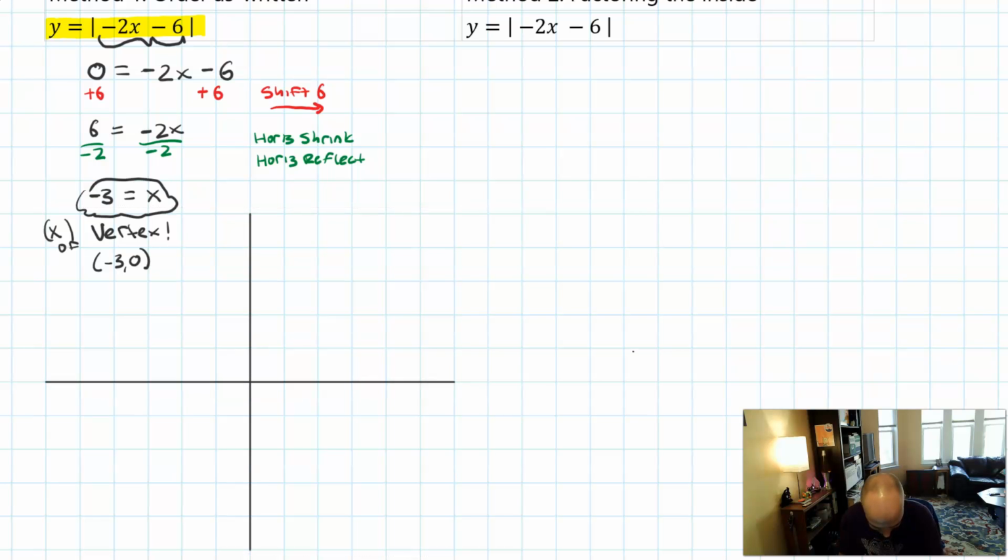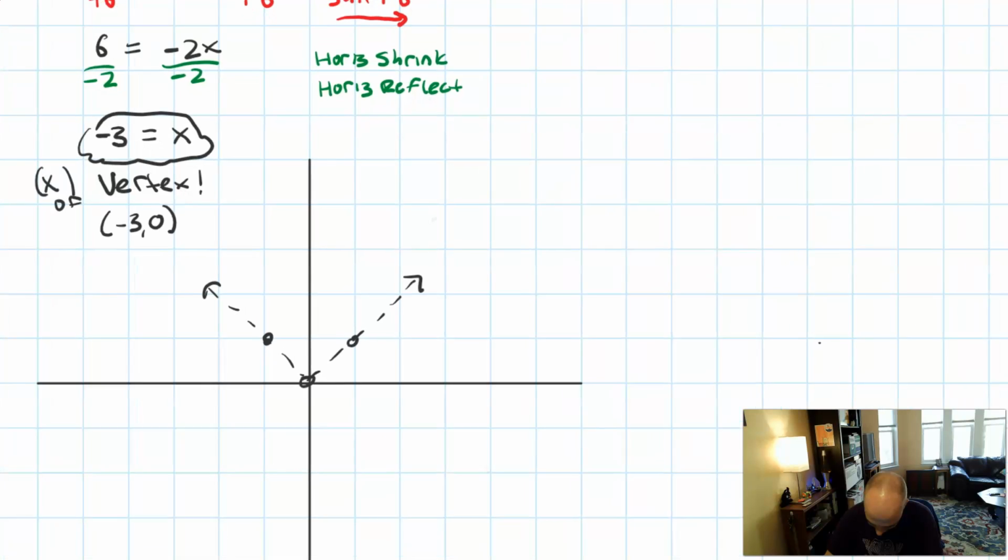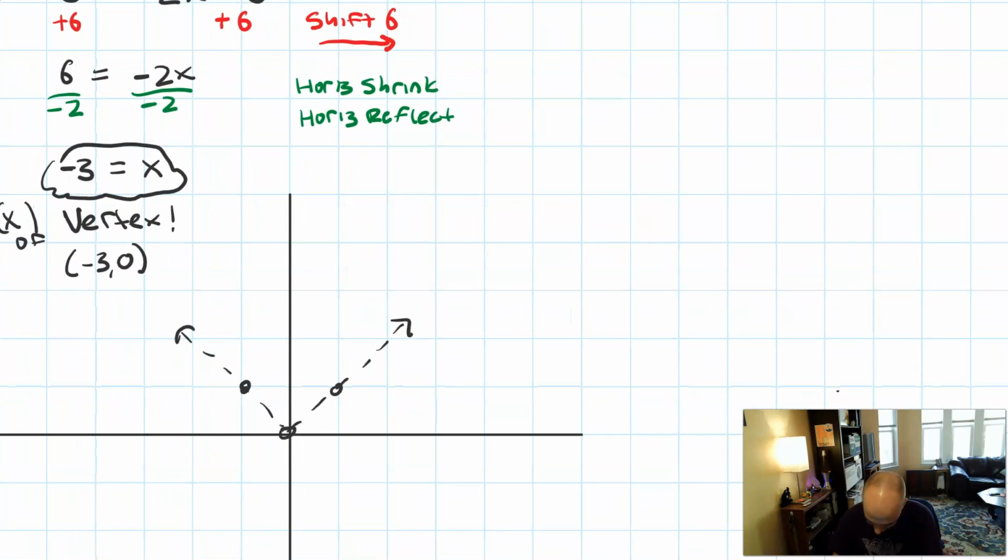We're going to need more space for problem 2. Okay, so I have an absolute value graph. It looks like a V. Make as much room here as I can. I'm going to shift this 6 units to the right. 1, 2, 3, 4, 5, 6. And draw this out.